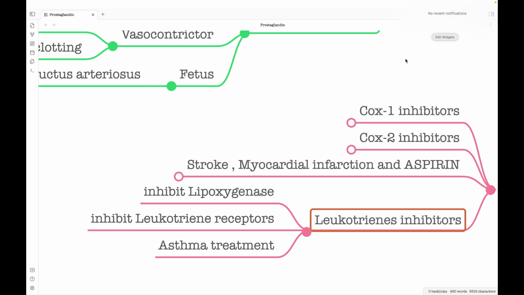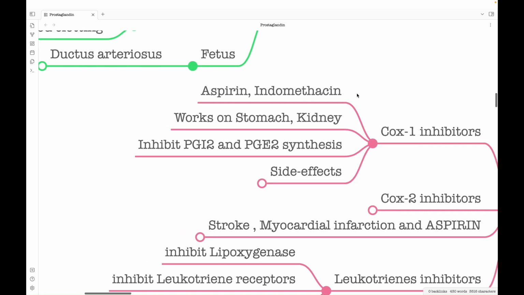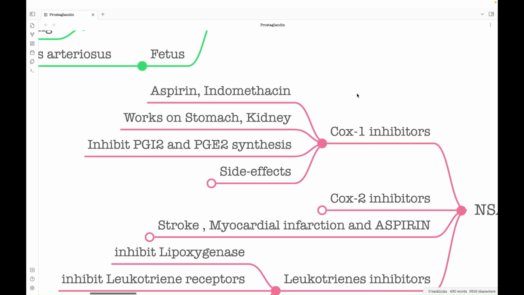Okay, next we have the COX-1 inhibitors. As I have already mentioned, COX-1 is the enzyme which is produced in a constitutive manner, and it is generally produced in the stomach, kidney and platelets. So there are drugs like aspirin and indomethacin. These are the COX-1 inhibitors, and they work on stomach and kidney, because these are the sites where COX-1 is produced. So they can inhibit the production of COX-1 from stomach and kidneys.